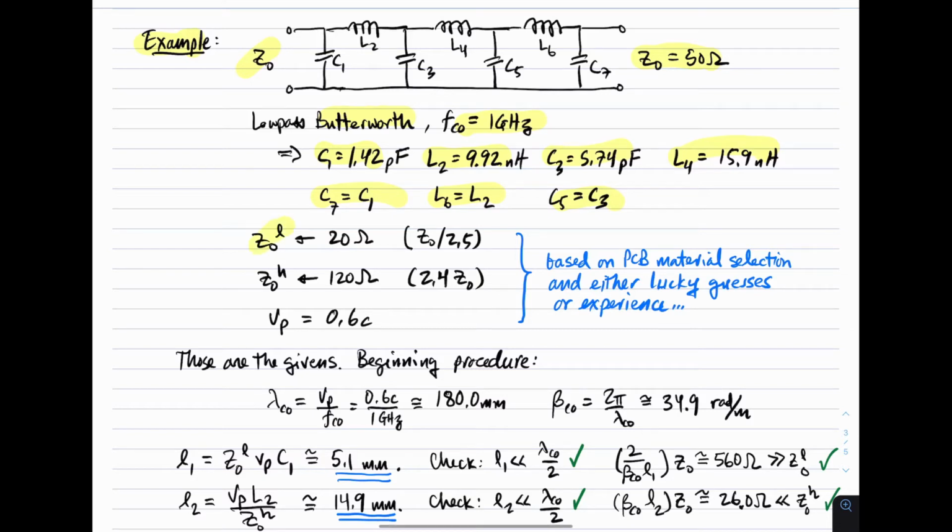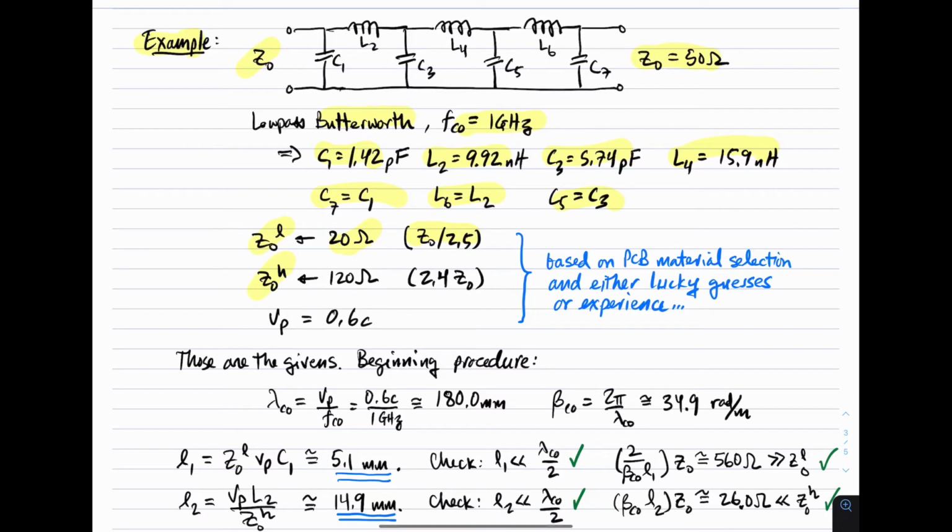I'll choose Z naught L to be 20 ohms. This is an arbitrary choice. In this case, that's Z naught divided by 2.5. I suggested Z naught divided by 3. Again, I'm trying to make the point that there's no magic value here. I'm just using this to get started. Perhaps in a real life example, I already have information about 20 ohm transmission lines, and that's close enough here. I might as well use it.